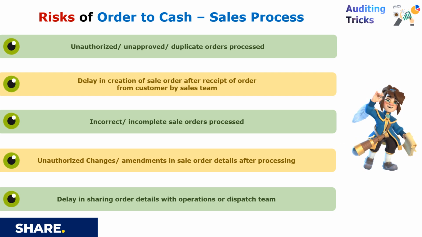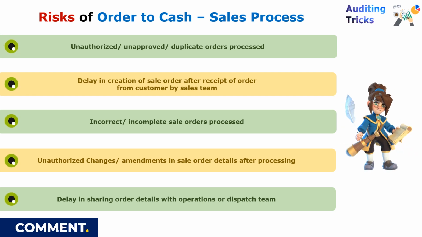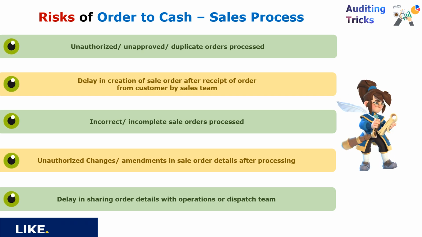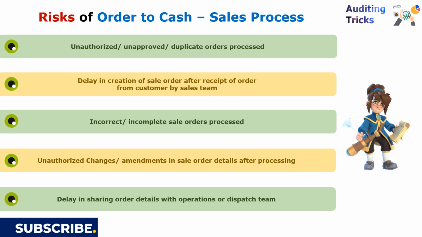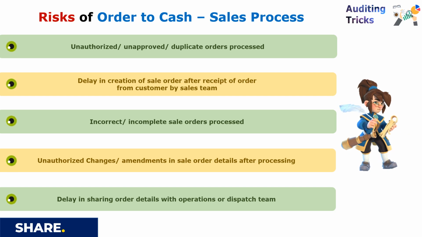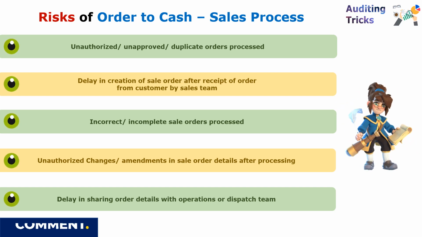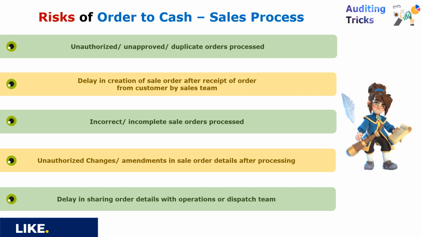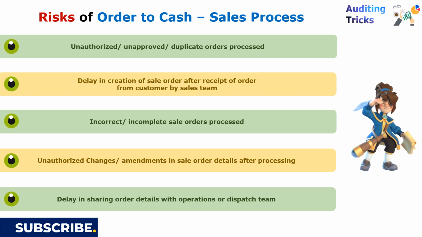Next is delay in sharing order details with operations or the dispatch team. Here we need to ensure that all the order details were shared with the dispatch team immediately after creating the sale order in the SAP system. It is not a fraud risk and can be rated as a medium risk.